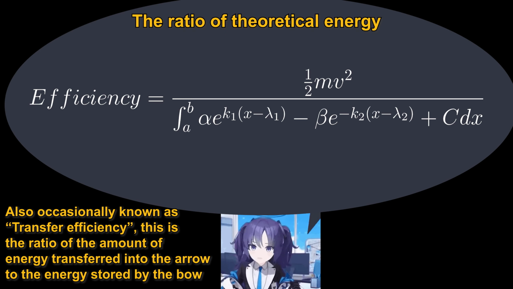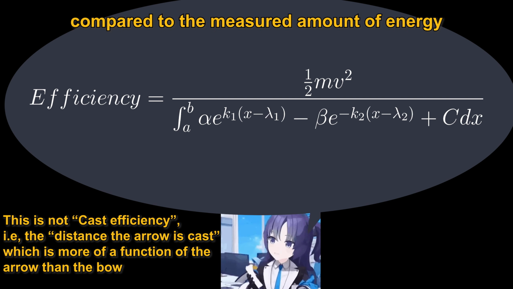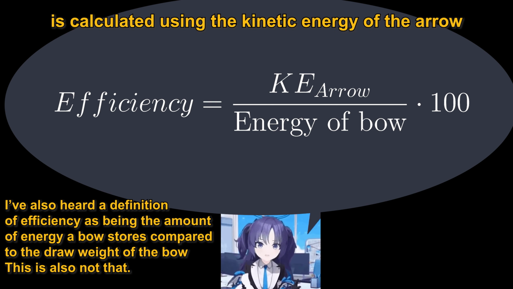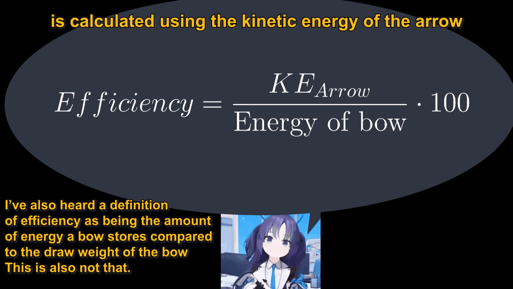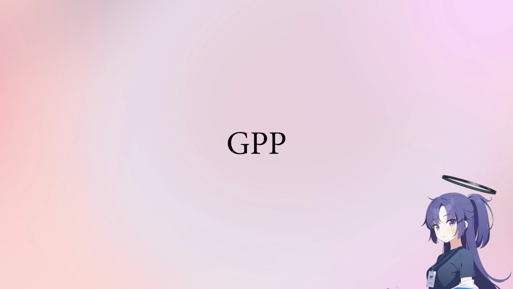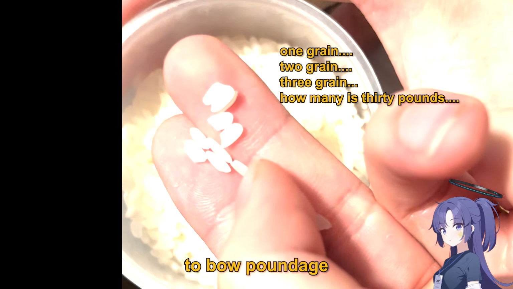Efficiency. The ratio of theoretical energy available to a given bow compared to the measured amount of energy, whereby the measured amount of energy is calculated using the kinetic energy of the arrow. FPS. Arrow speed measured in feet per second. GPP. Ratio of arrow mass in grains to bow poundage.